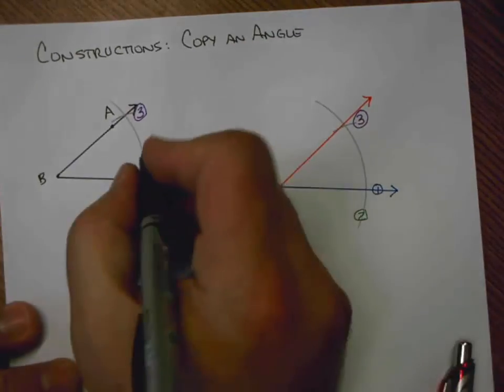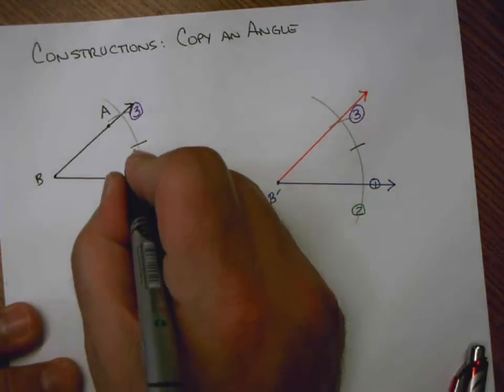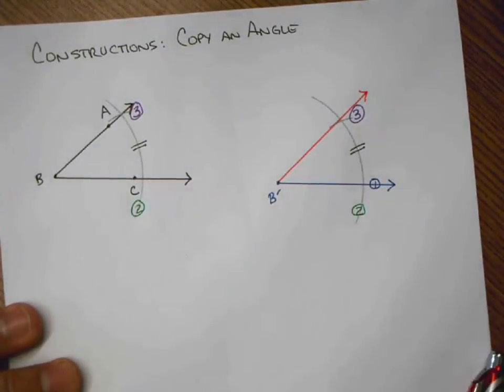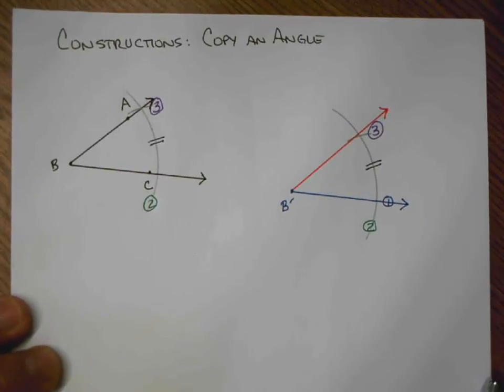I demonstrate they're congruent by using hash marks. A number of hash marks must match, but it doesn't matter whether I use one or two. That concludes constructing to copy an angle.